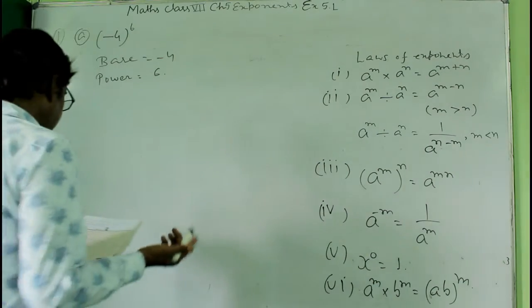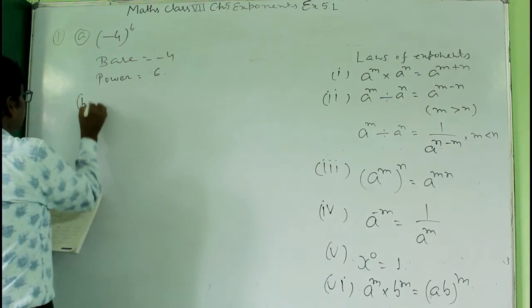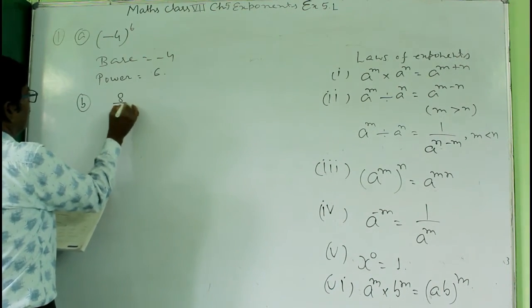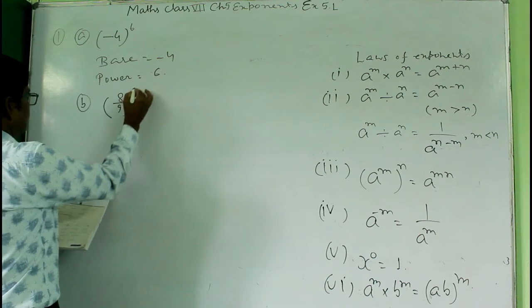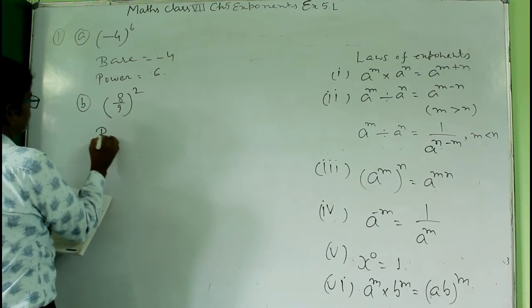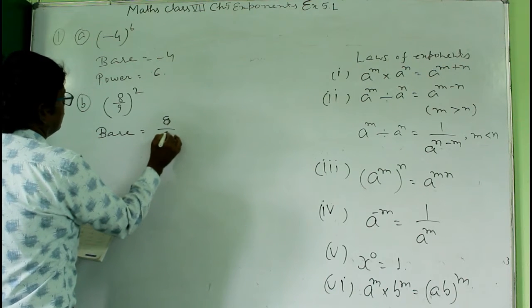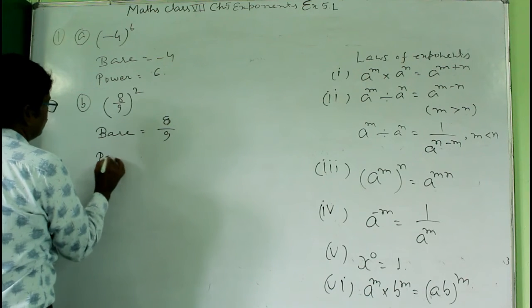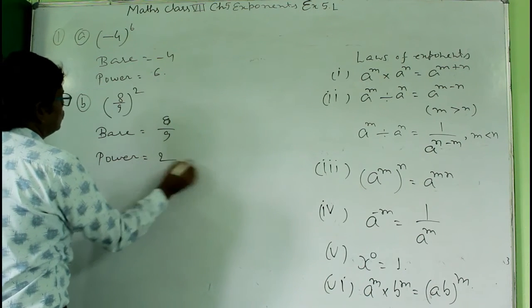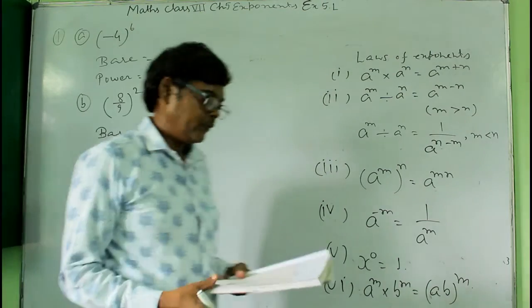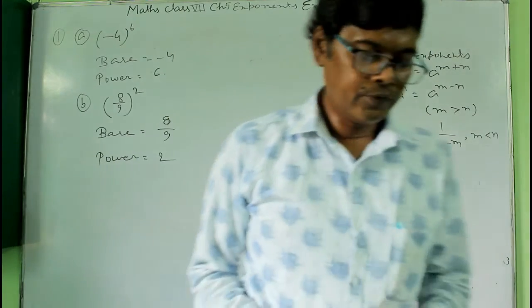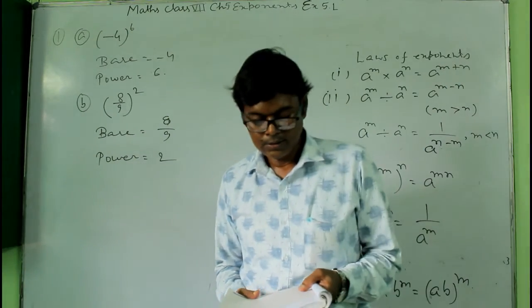And question number B also I will do here. 8 by 9 to the power 2. So here base equal to 8 by 9 and power equal to 2. Okay, so in the same way you will find the answer of other questions like C and D.